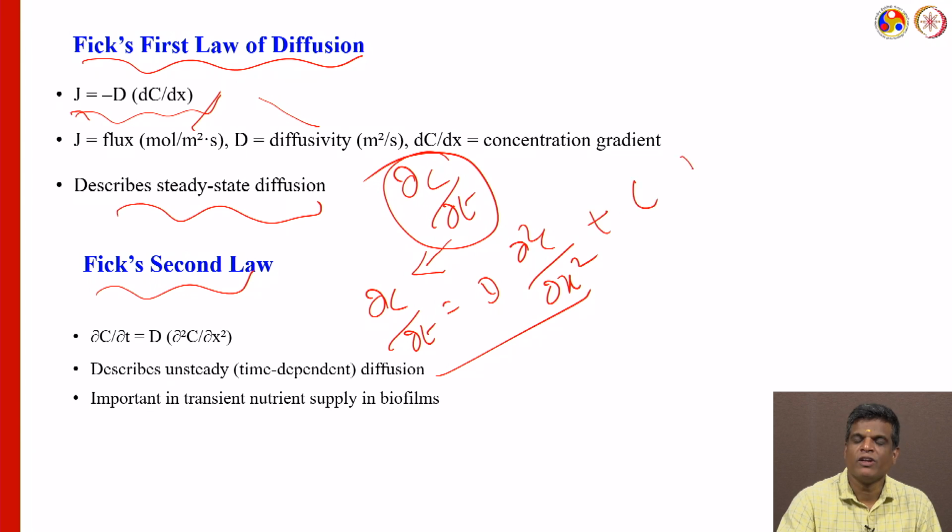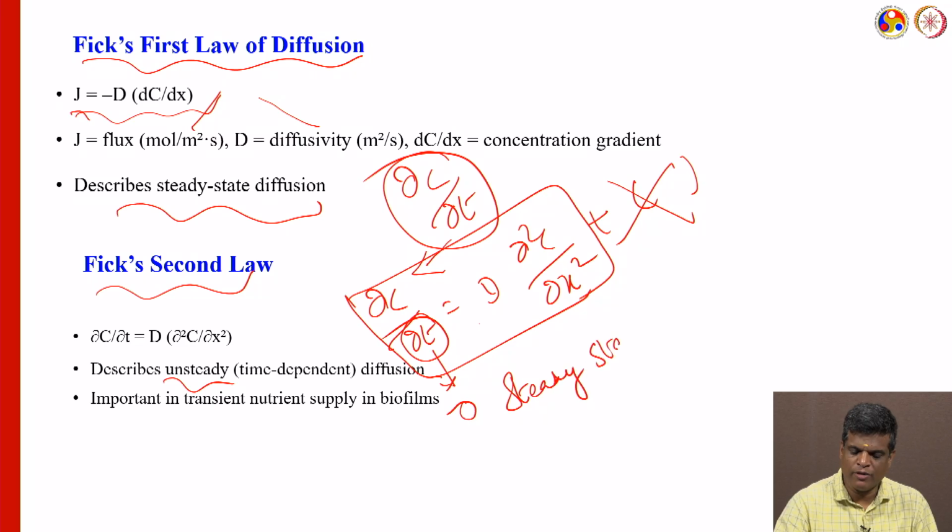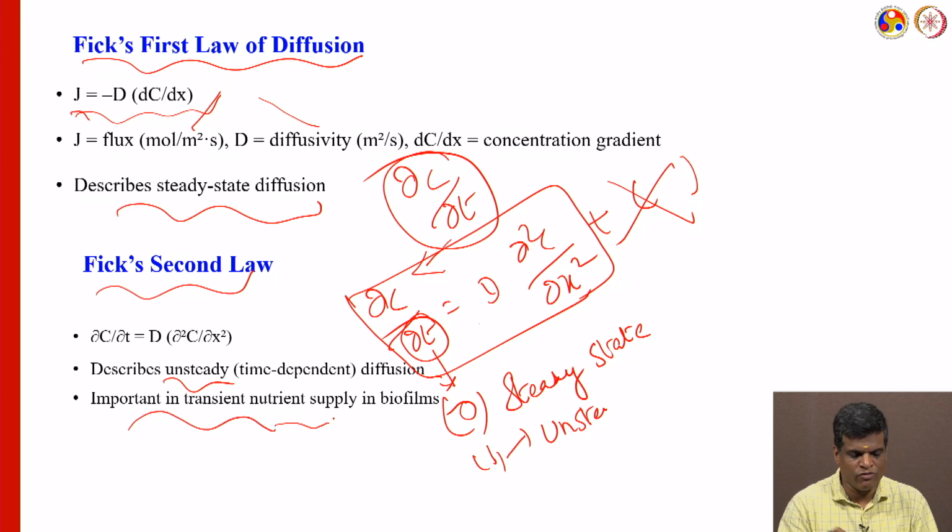Of course, some other terms will also come, but we neglected them all to make life easy. Then we write ∂C/∂t equal to D ∂²C/∂x². It's Fick's second law. It always discusses the unsteady state, because there is a time derivative. If there is no time, if we make this 0, accumulation 0, then we call it a steady state. If it is time dependent, we call it unsteady state. It is very important for transition and nutrient supply, especially in the biofilm.